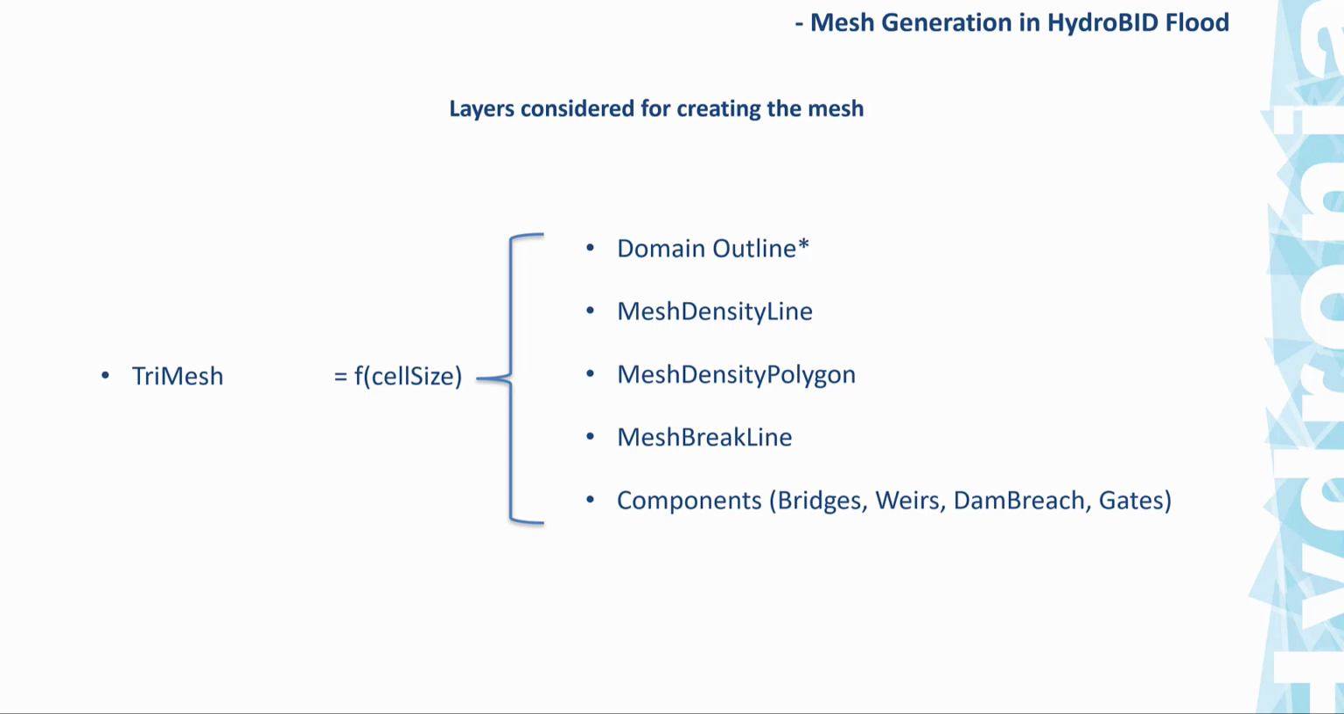dam bridges, or gates. Now, all of these layers have a parameter that is the cell size. And the tri-mesh, which is the final result of creating or generating a mesh, is a function of this cell size and a function of the alignment of the different lines and polygons that are in all of these layers. Now it may look a little complex, but as you will see, it's quite simple when you use it, and we will demonstrate that today.